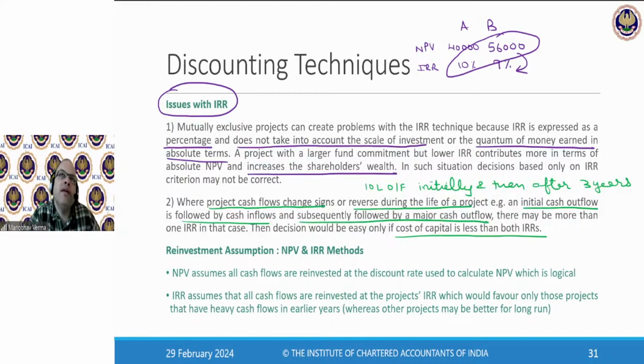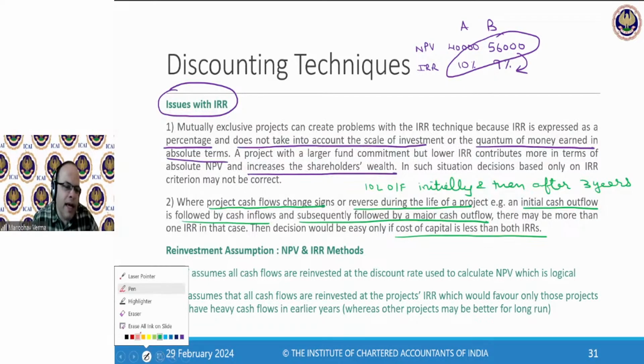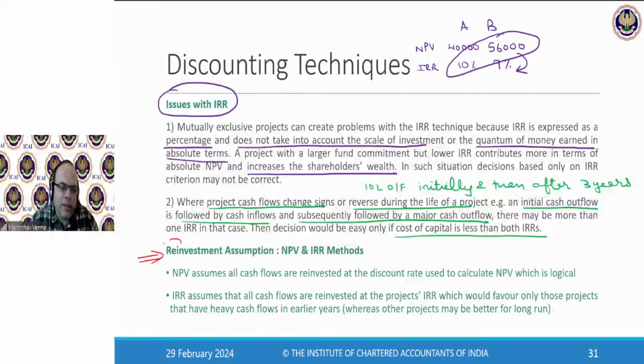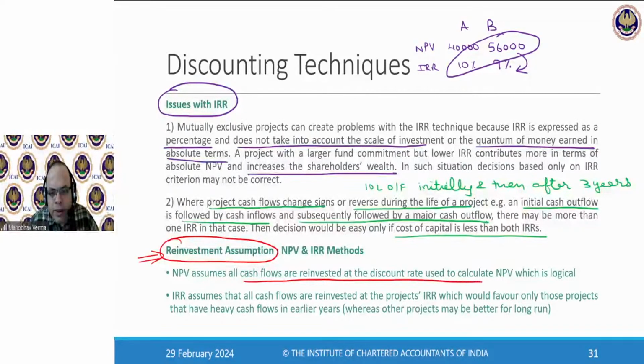Now, one thing which could be relevant for you guys for your MCQ specifically, friends, is the reinvestment assumption. Under both the NPV and IRR methods, there is a reinvestment assumption. What is the reinvestment assumption? The funds generated by the project are reinvested in the business. And the way we are calculating the NPV, there is an assumption going on behind the curtain. What is that? The NPV assumption is that all the cash flows are reinvested at the discount rate which is being used to calculate the NPV. Like it could be WACC, it could be the hurdle rate, which is absolutely logical.